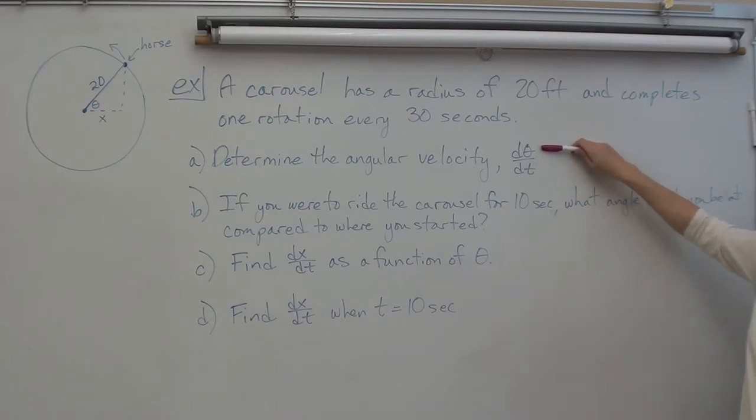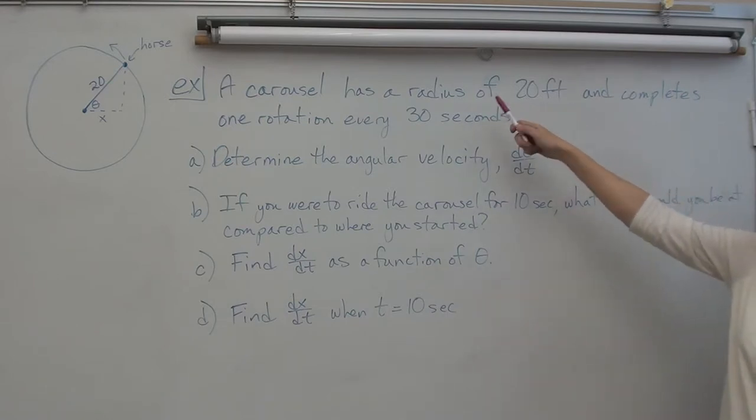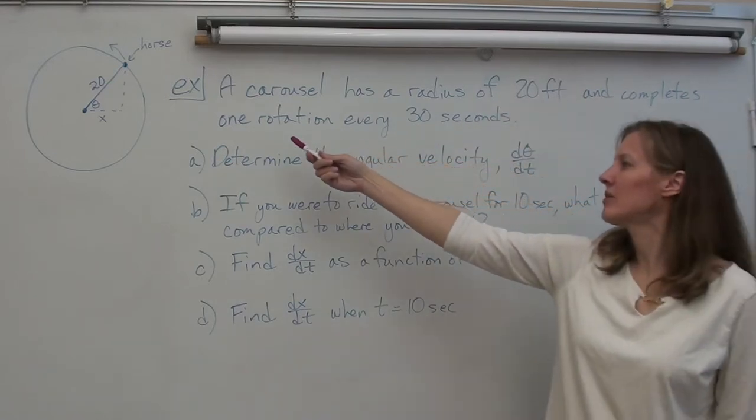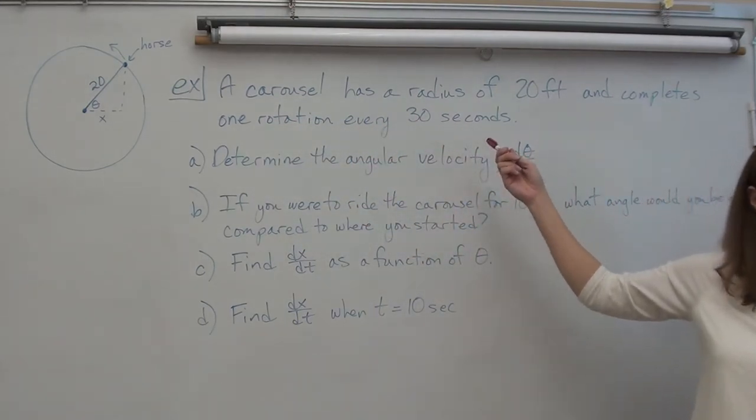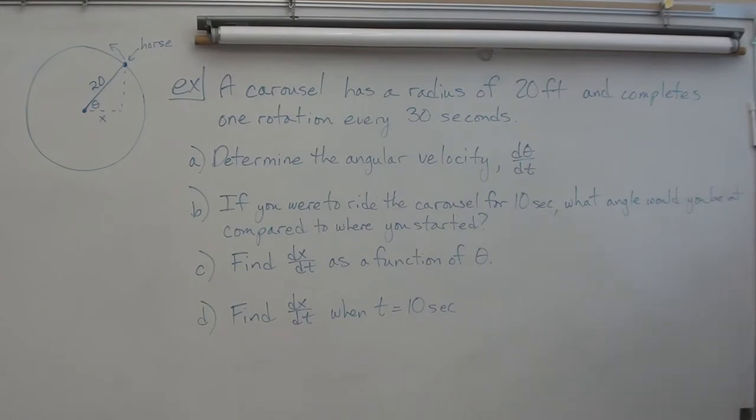So let's see. We know that this carousel completes one rotation every 30 seconds. So could we figure out what the change in angle is for one rotation? How many radians does it pass through with one rotation? 2 pi. 2 pi, right? So this carousel travels 2 pi radians every 30 seconds, right?